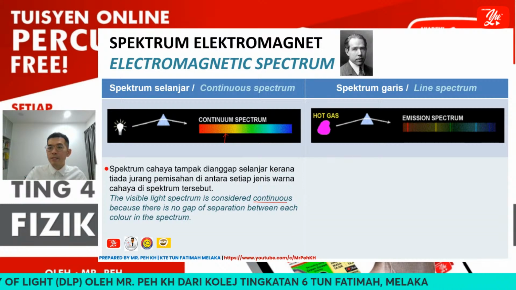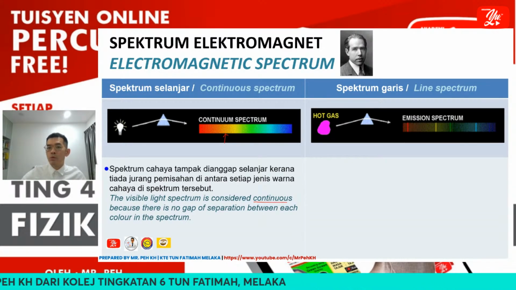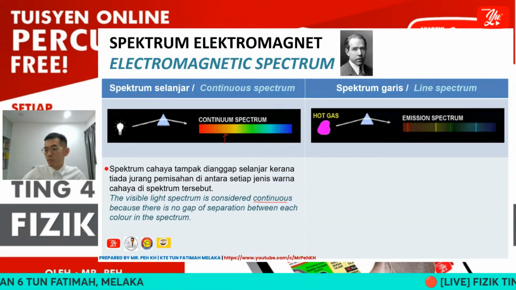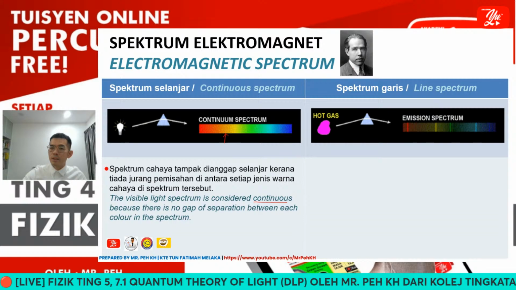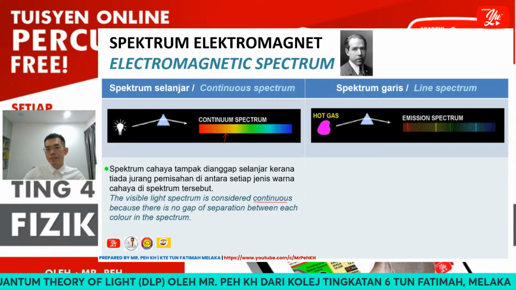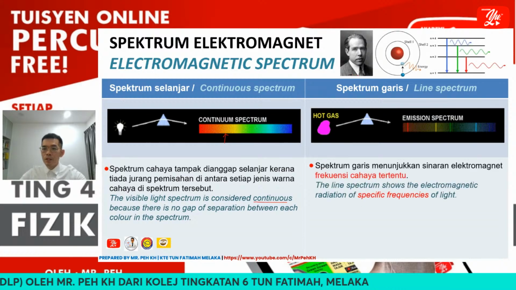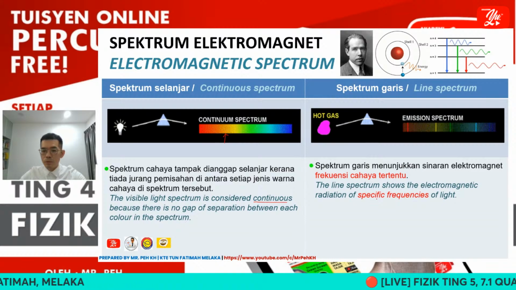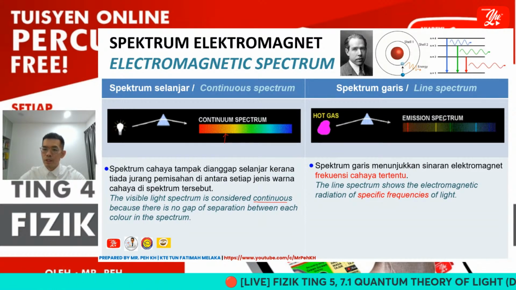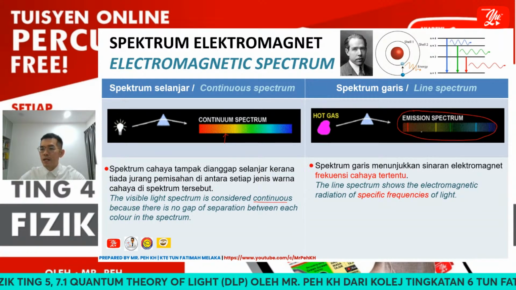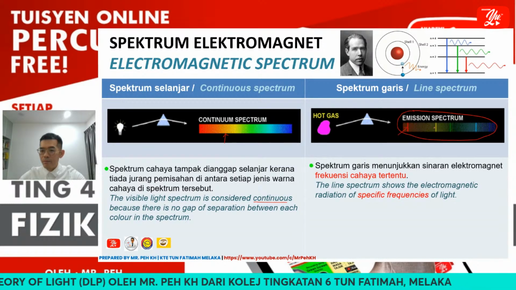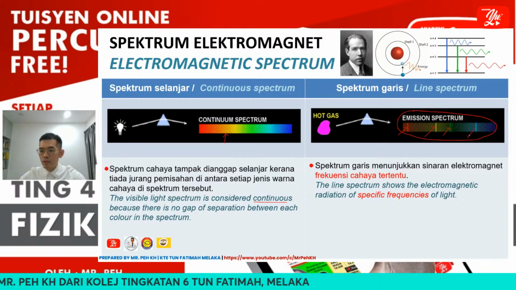Another type of spectrum will be explained by Niels Bohr, as we explained already. The light spectrum is able to be explained by Bohr, who is one of the scientists who developed the quantum theory. The line spectrum shows electromagnetic radiation of specific frequencies of light. What does this mean? You can observe this example. The background of the spectrum is actually dark, and you can see there are many different lines with different colors.